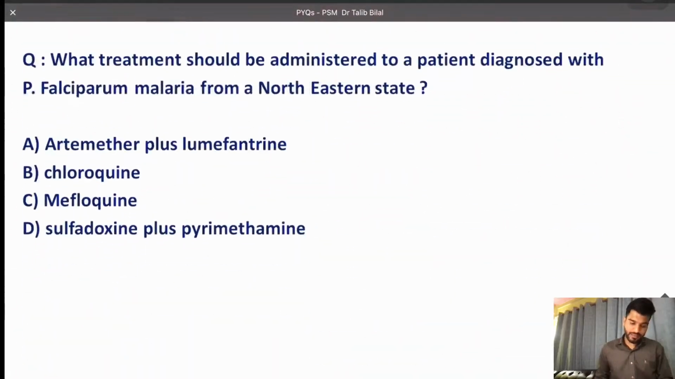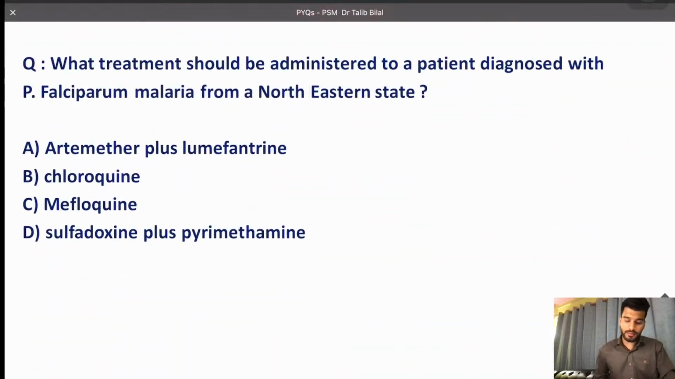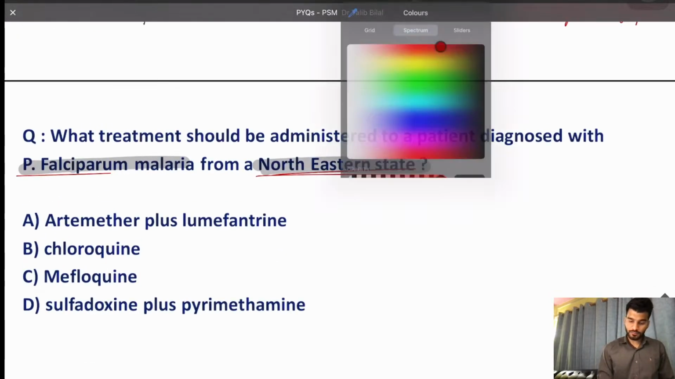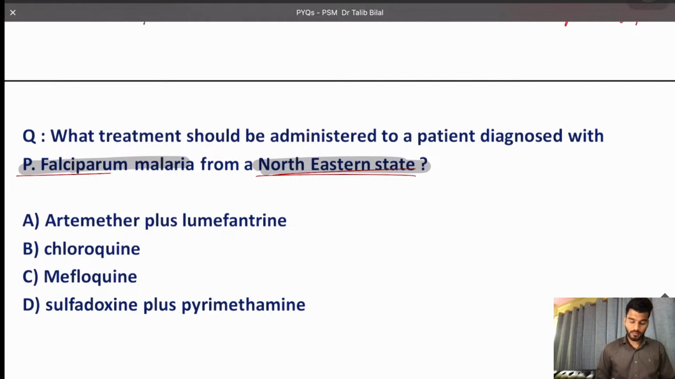Okay. Next question. What treatment should be administered to a patient diagnosed with the Plasmodium falciparum malaria from a northeastern state? Northeastern state, Plasmodium falciparum. So what will be your answer for this question, guys? Comment down the answer. What will be the answer?